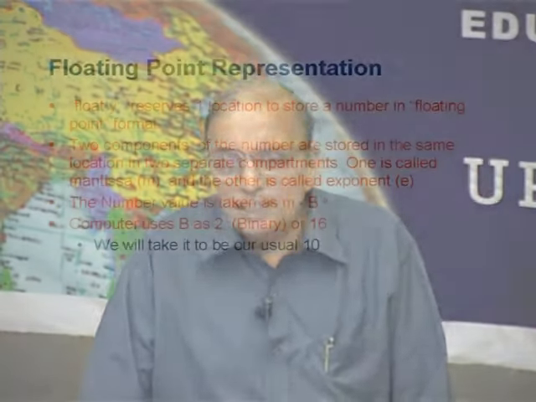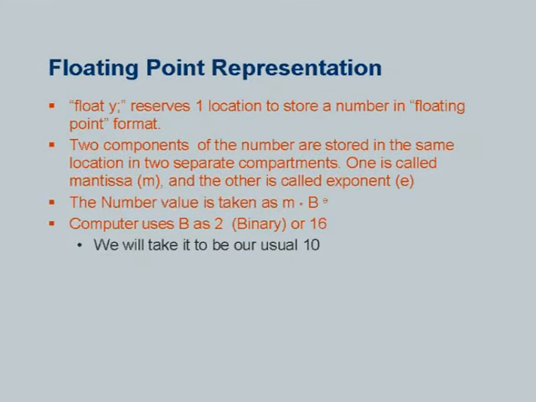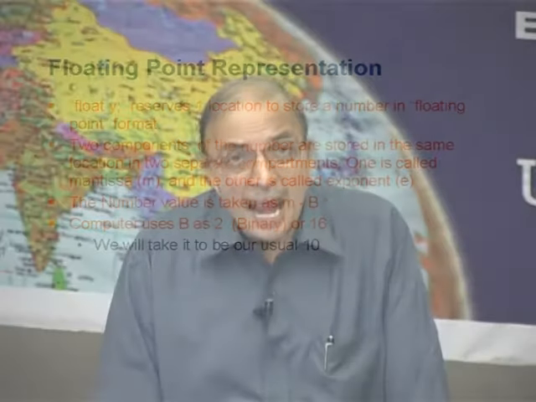So we say that a number value of this kind is taken as M into B to the power E. This they will understand. We now say that M is mantissa and E is exponent, and B, the capital B that we have shown here, is some kind of a fixed base which we know and which the computer knows. Then we say the computer uses base B as 2, binary, or 16, which is called hexadecimal. However, for the purposes of our understanding and also our usage, we shall continue to take the base B to be our usual 10. Why? Because that is what we will use at our end.